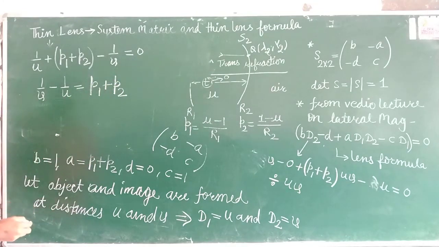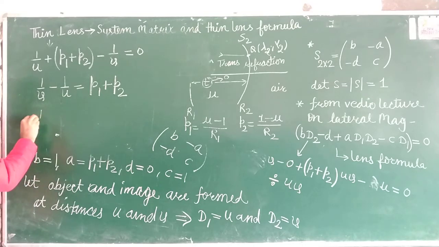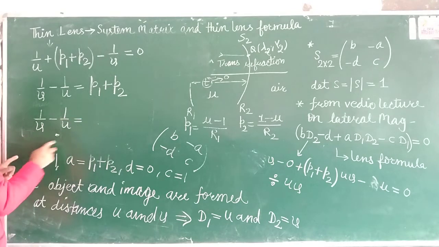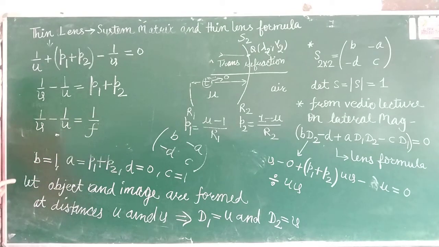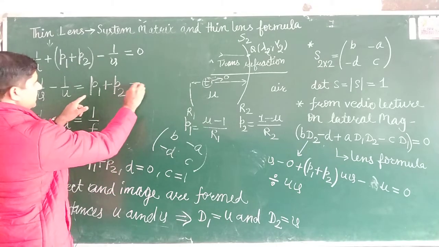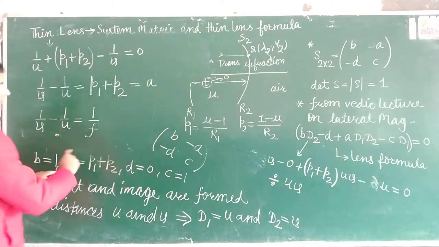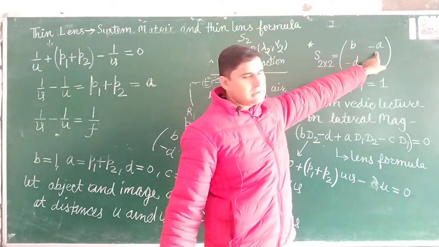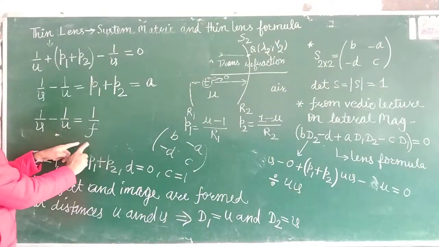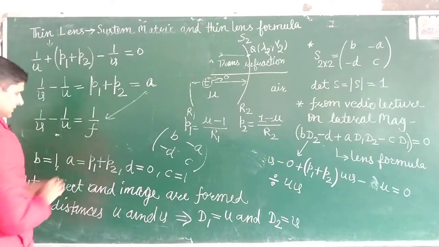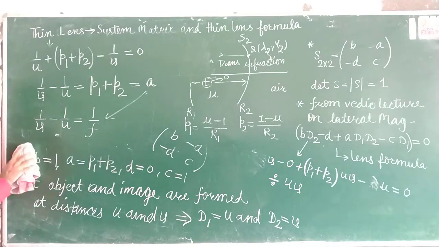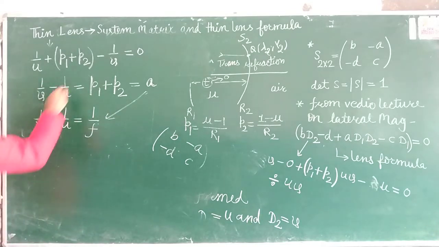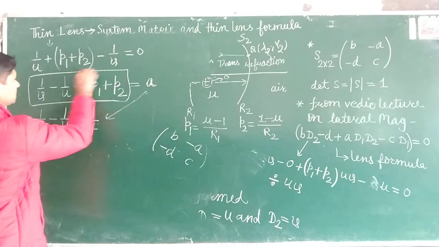Okay. Now you are to compare it with the equation of Lens formula, that is 1 by V minus 1 by U, that is 1 by F. So from here you can compare. And what is this? P1 plus P2, this is A. So if you compare, then the inverse of this element will give you the focal length. Okay, so here we will get the Lens formula for thin lens, which is given by this relation.